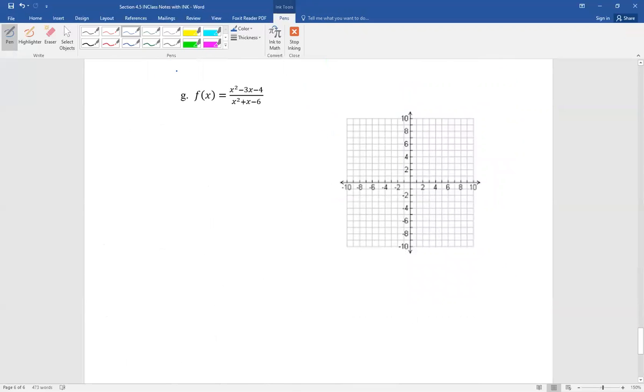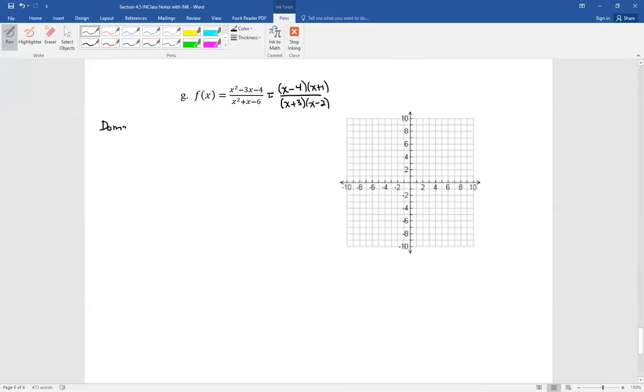This is probably the most involved one. It is not factored, so we have to do that first. So this would be x minus 4 and x plus 1. Multiplies to -4, but adds to -3. This would be x plus 3 and x minus 2. Multiplies to -6, adds to 1.